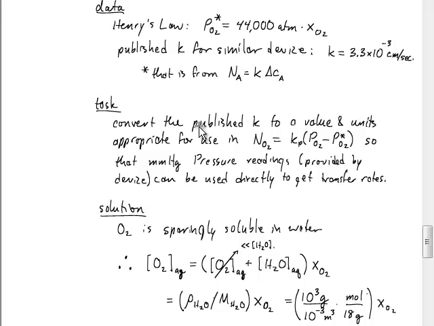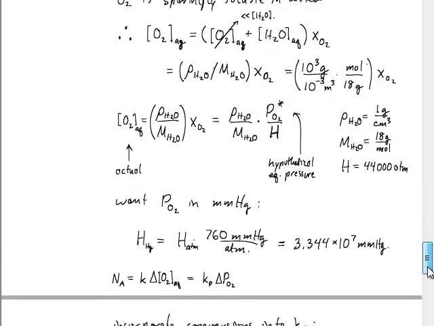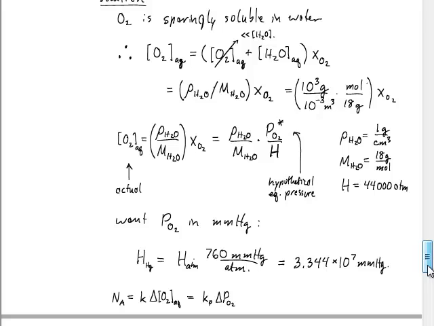So what we want to do is to convert this published value of K into a value that's appropriate for being used with this partial pressure of oxygen, where we can just directly use pressure readings that we can get from the device that are in millimeters of mercury, for example. Okay, so now the solution is to notice first that oxygen is sparingly soluble in water.